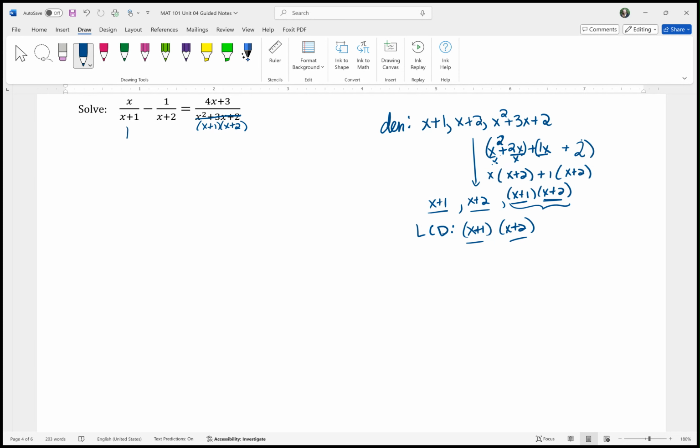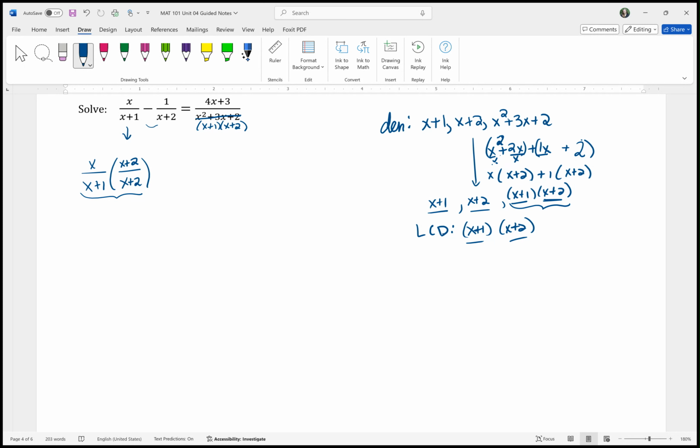Okay, so let's take this a term at a time. We have x over x plus 1, and we need to multiply by something here so that both of these end up being x plus 1 times x plus 2. So you already have an x plus 1. What do you need to multiply to get x plus 1 times x plus 2? What are you missing? Well, you're missing the x plus 2. But if you multiply the bottom, you got to multiply the top by the same thing. Okay, so that's the first step.